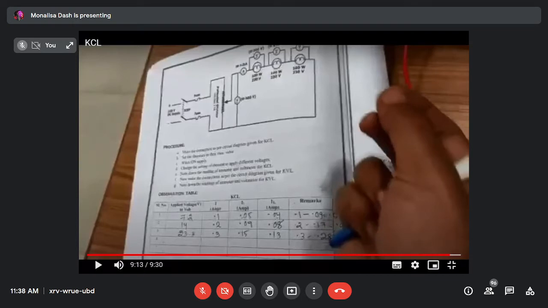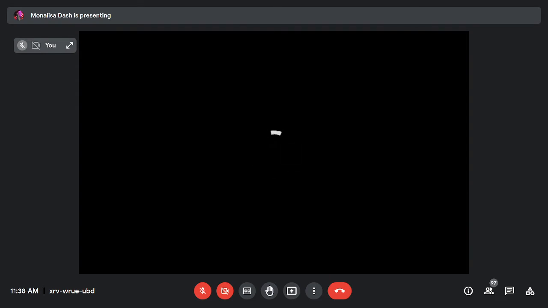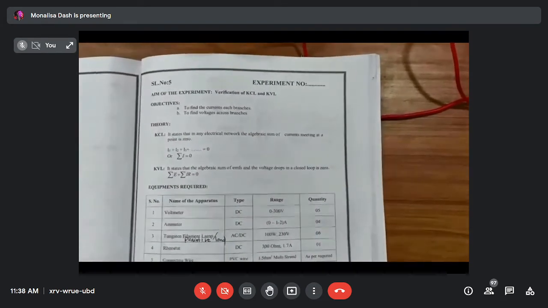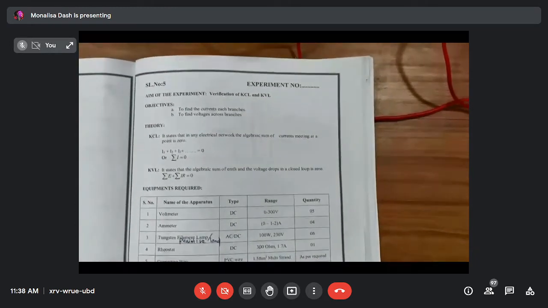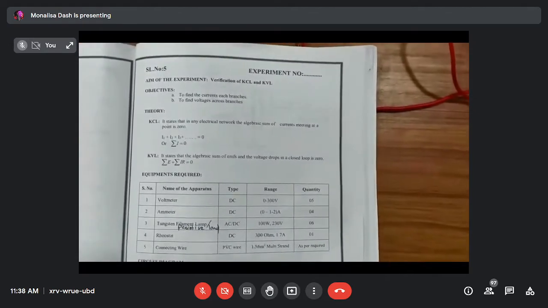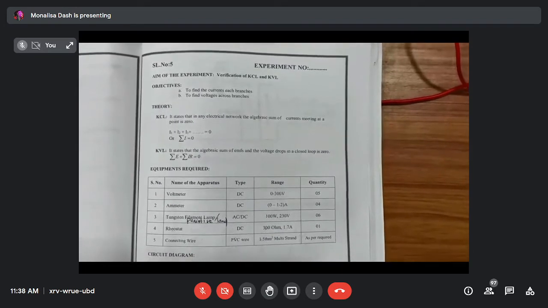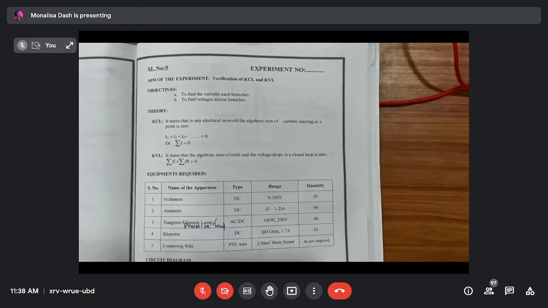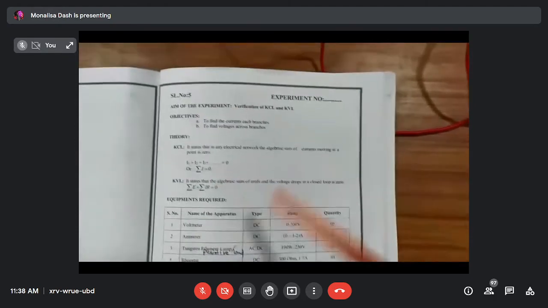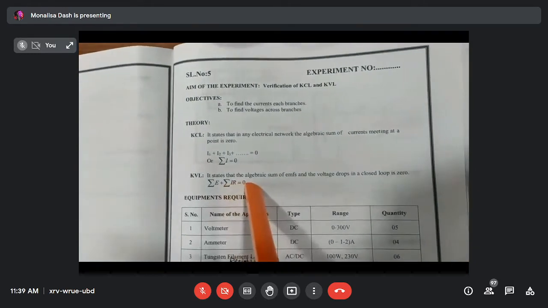Next, we are going to the KVL part. Application of KCL and KVL. Now we will discuss KVL. KVL means Kirchhoff's voltage law. Its objective is to find the voltage across branches. KVL states that the algebraic sum of the EMF and the voltage drop in a closed loop is zero. This is the formula: summation of E plus summation of IR equals 0.